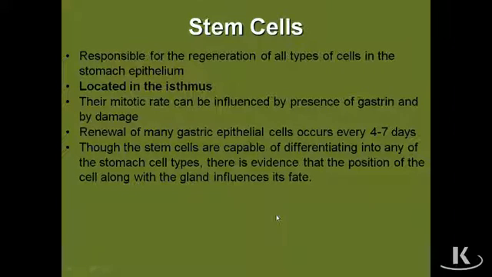Level of the isthmus, right at the juncture between a gastric pit and a gastric gland. And as we said, they are probably responsible for the regeneration of all of the epithelial cell types that make up the stomach lumen. Their mitotic rate can be influenced by the presence of gastrin and also by damage. And note that this is a highly dynamic epithelium where virtually all or many of the gastric epithelial cells are being renewed every 4 to 7 days.